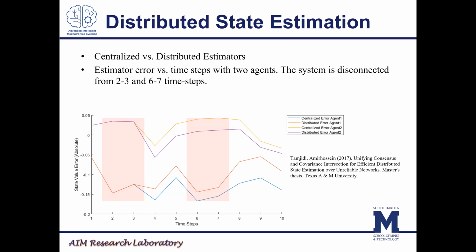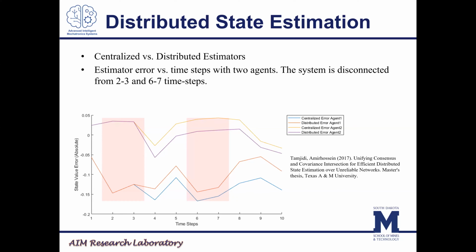So in this test, for the first time step, the system is fully connected. The agents can talk to each other, so the centralized estimator and the distributed estimator completely agree. Then in the second and third time steps, the agents cannot talk to each other, so the estimates aren't perfect anymore. But then in the third, fourth, and fifth time steps, the system is reconnected again.